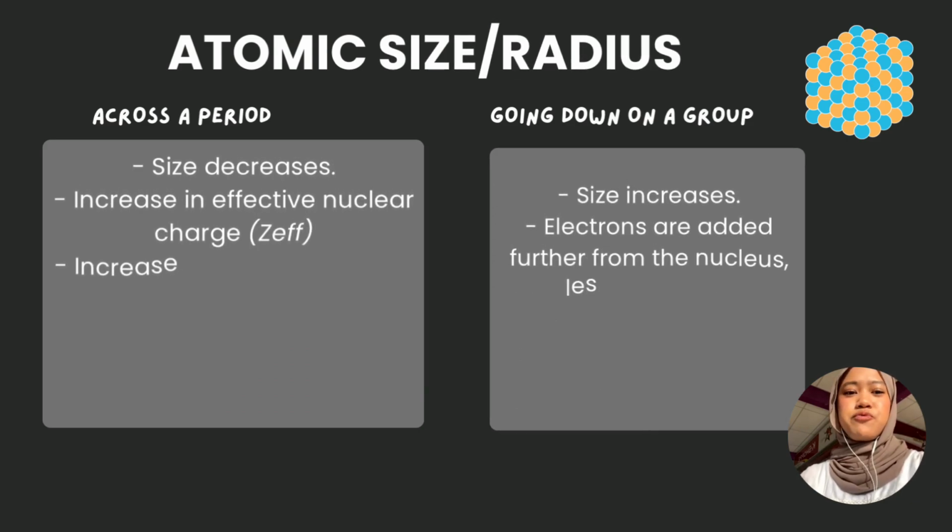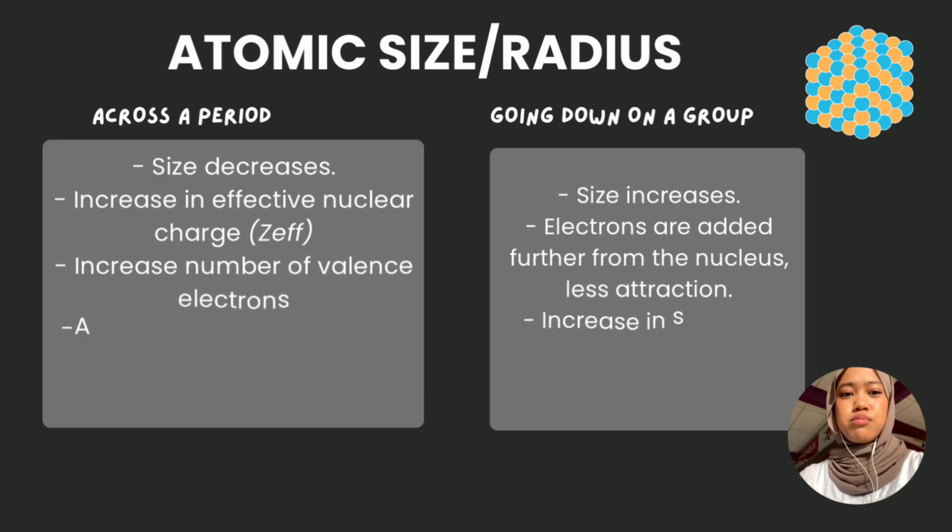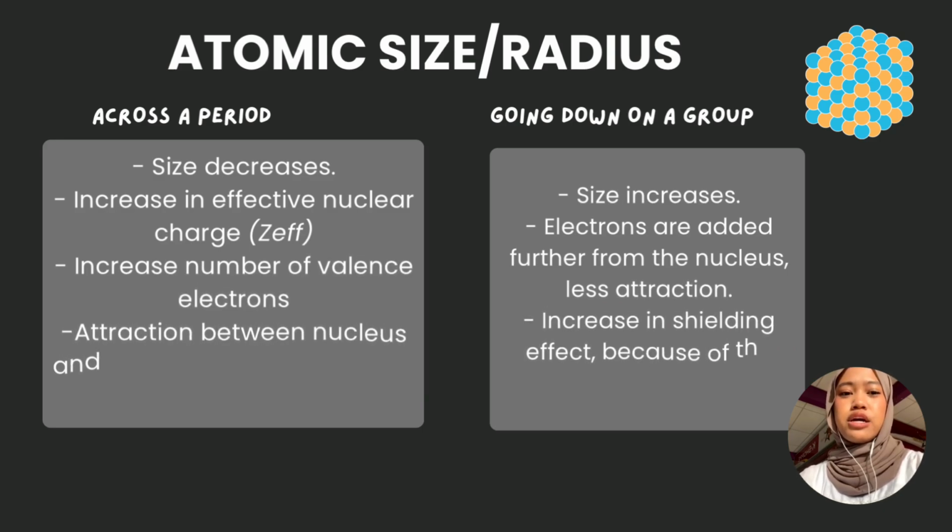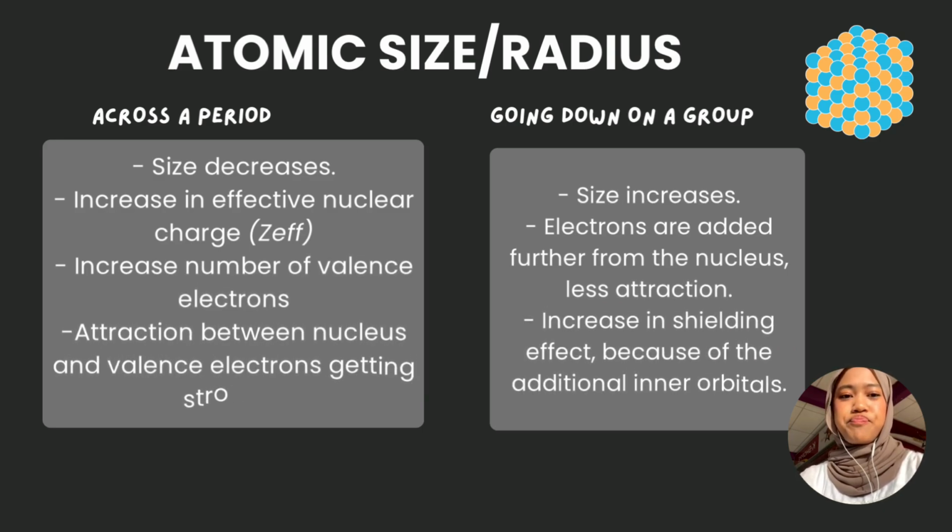For this, we will be observing our periodic table in two ways, which is across a period and going down a group. Across a period, the size of the atom will decrease, the effective nuclear charge, or Zeff, will increase, and the number of valence electrons will also increase. This will make the attraction between the nucleus and the valence electrons stronger.